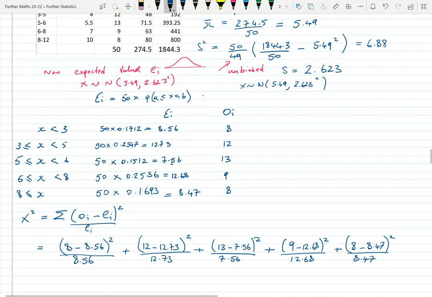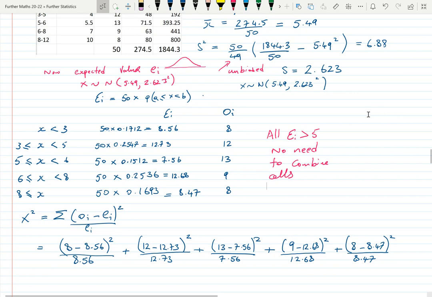Before I do that, can I perhaps rush into this a little bit? There was no need to combine cells in this case. All the Ei are greater than 5, so there's no need to combine cells. You don't need to write that in your solutions. I'm just saying it's something you ought to think about before you plunge into this calculation. I just didn't mention it. So no need to combine cells in this example.